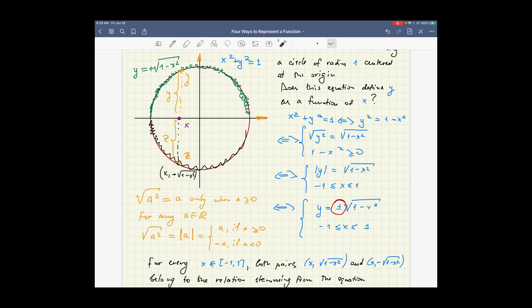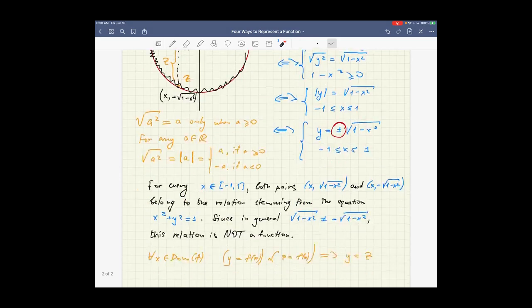Each of these, however, is a function. Square root of 1 minus x squared, defined on the interval negative 1, 1. And negative square root of 1 minus x squared, defined on the interval negative 1, 1. Certainly are functions.